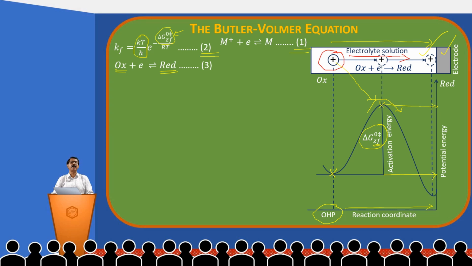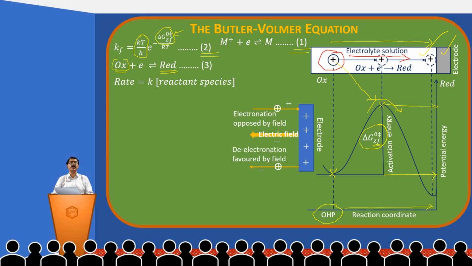Using the rate law, the rate of the forward reaction will be the product of rate constant and concentration of oxidized species. We can see later that the process is first order. Therefore, we can write rate as k into concentration of reactant species. That is, Rf, the rate of the forward reaction, equals (kT/h) e^(-ΔG0‡f/RT) into concentration of the oxidized species. Here it is the electronation or reduction process that is taking place. That is the cathodic process. Equation 4 can be written in a more simplified way as Rf = Kf into concentration of oxidized species.